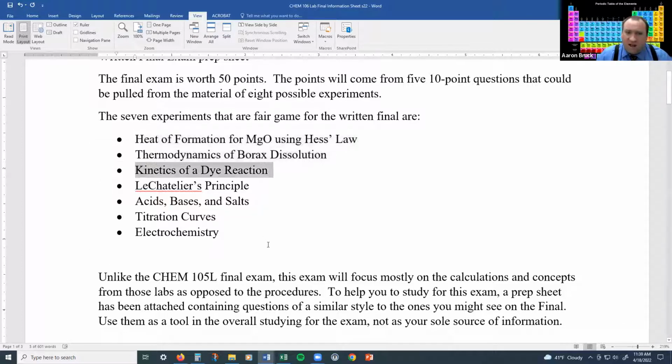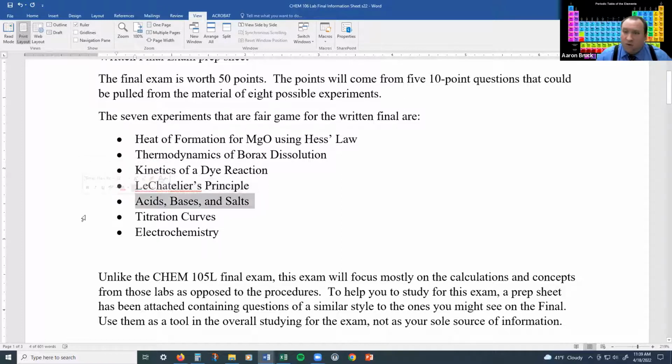For the kinetics of dye, that one focused primarily on integrated rate law. So do you know how to interpret an integrated rate law? Do you know how to interpret the graphs? Can you do something with an Arrhenius equation? That kind of thing. General equilibrium. Can you do Le Chatelier's principle? Do you understand how equilibria are affected by different stressors?